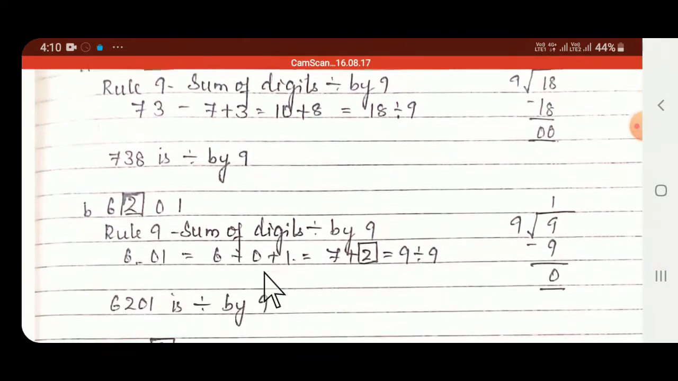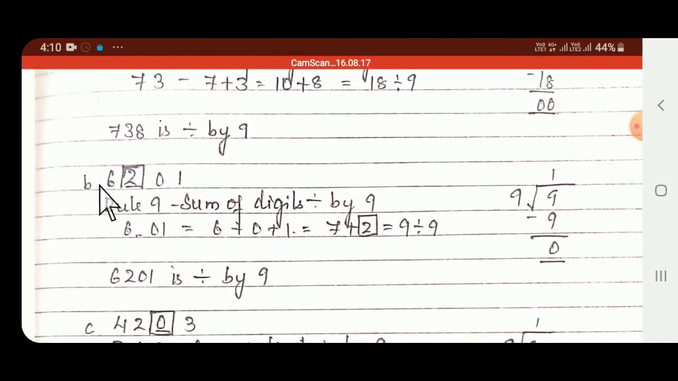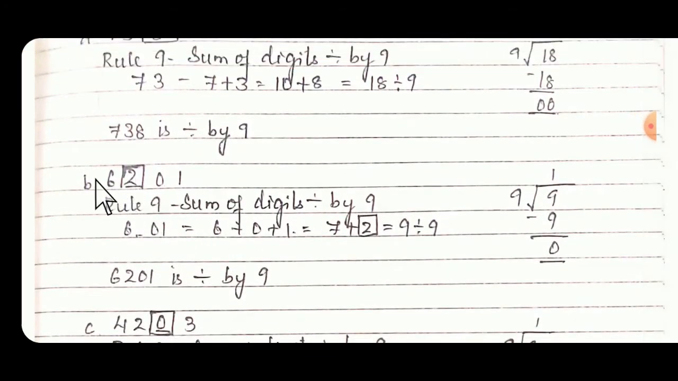The next one is, see what is given, 6 dash 0 1. Add these two, 6 and 1, it is 7. So how much should we add so that we can divide by 9? For 7, if we add 2, it becomes 9. Then 9 is divisible by 9. So what do we need to fill here? We need to fill here 2. So if we fill 2 there, the number becomes 6201. It is divisible by 9.